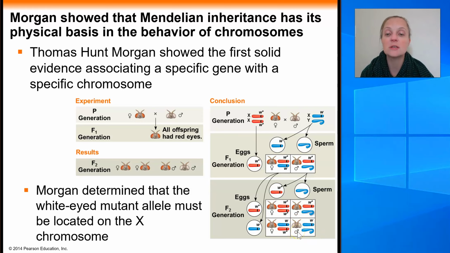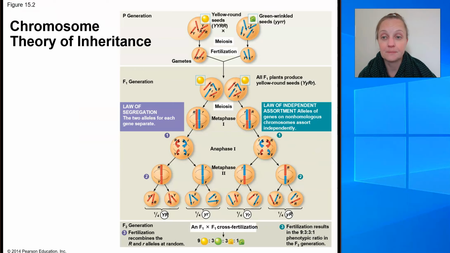All right, so Morgan determined that the white-eyed mutant allele must be located on the X chromosome based on the inheritance pattern he saw. He was one of the first individuals that actually got a chance to say, hey, this particular gene is located on this chromosome, and the inheritance pattern helps to support that idea.